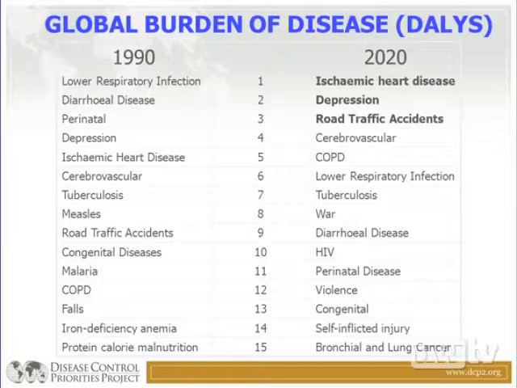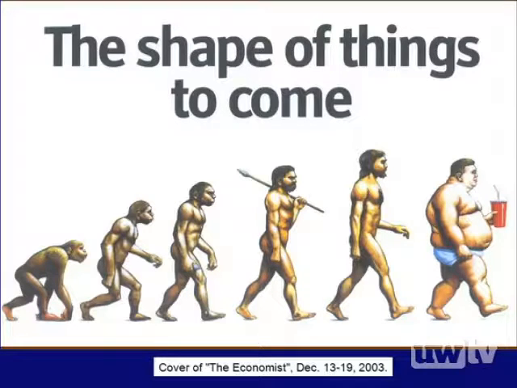Now this is the shape of things to come. I like this. This was on the cover of The Economist. Now where are you on this graph? This is, I guess for those of us, I wish I was in this category, who are there, are really not fully evolved. This is the fully evolved guy over on the right.